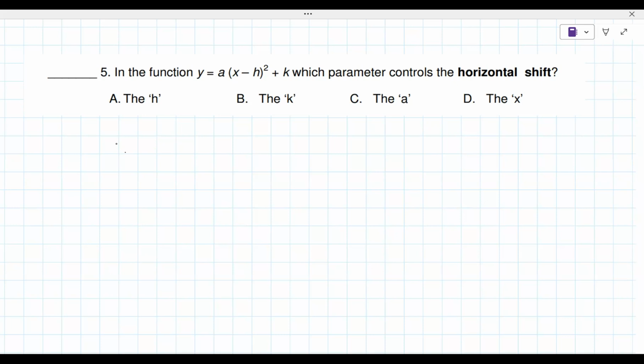Horizontal shift is like left or right. Oh, okay, left or right. Did you mean letter A? Sorry, yeah, letter A. When I heard the A, I was like, oh no. Okay, got it. Let's try the next question here.